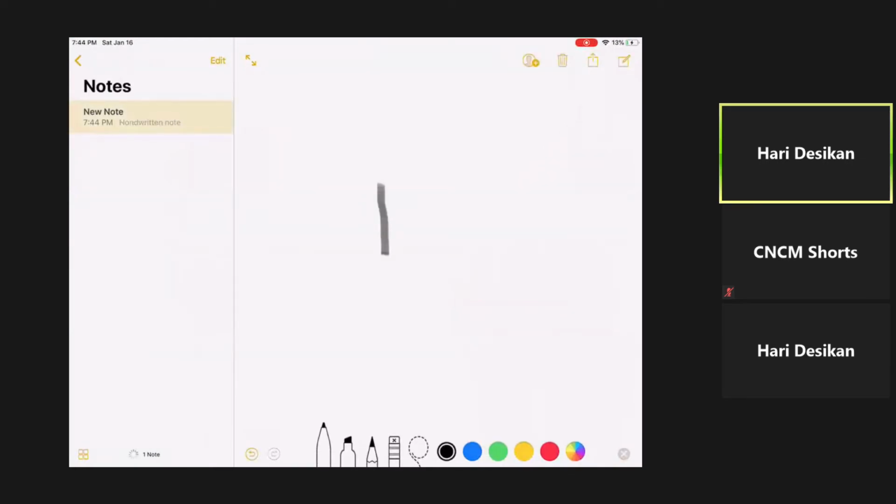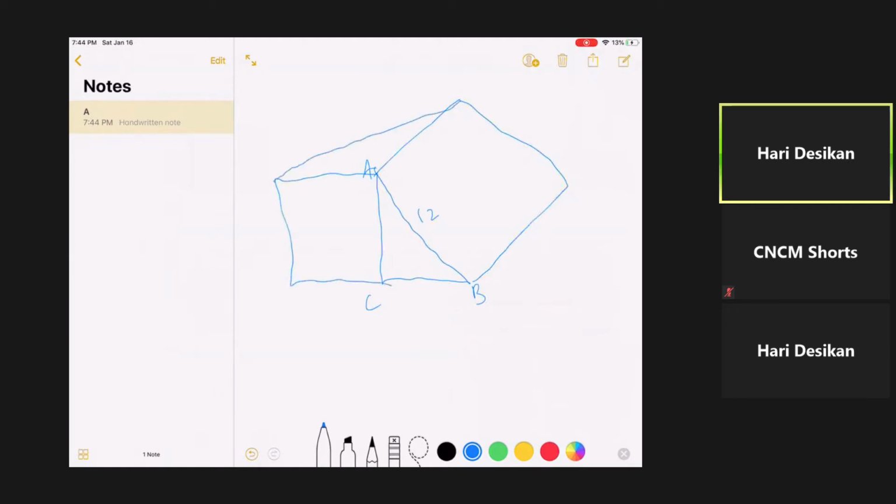It says ABC is a triangle. This is triangle ABC, and it says that this is a square, this is a square, and that this is a cyclic quadrilateral. That's what the question says, and I'm supposed to find the perimeter of ABC.